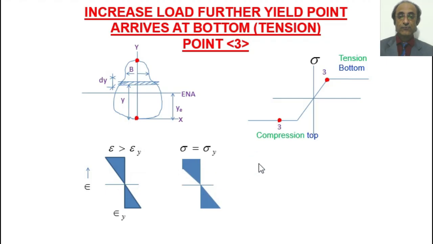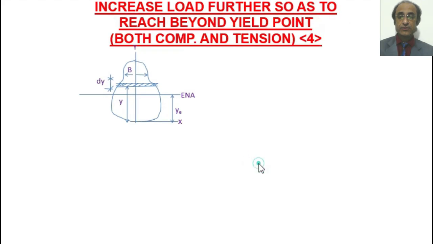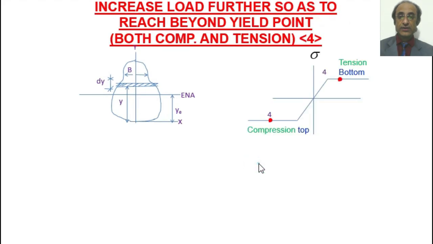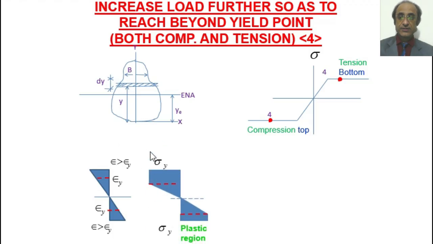And if we go further and we reach point number 4, in that particular situation we have both the top and the bottom strains, they exceed the yield strain, as a result of which the stress diagrams would be something like this on both the sides. So we have an elastic core, and then near the two edges, we have the plastic region. So it's now a combination of the elastic and plastic regions.